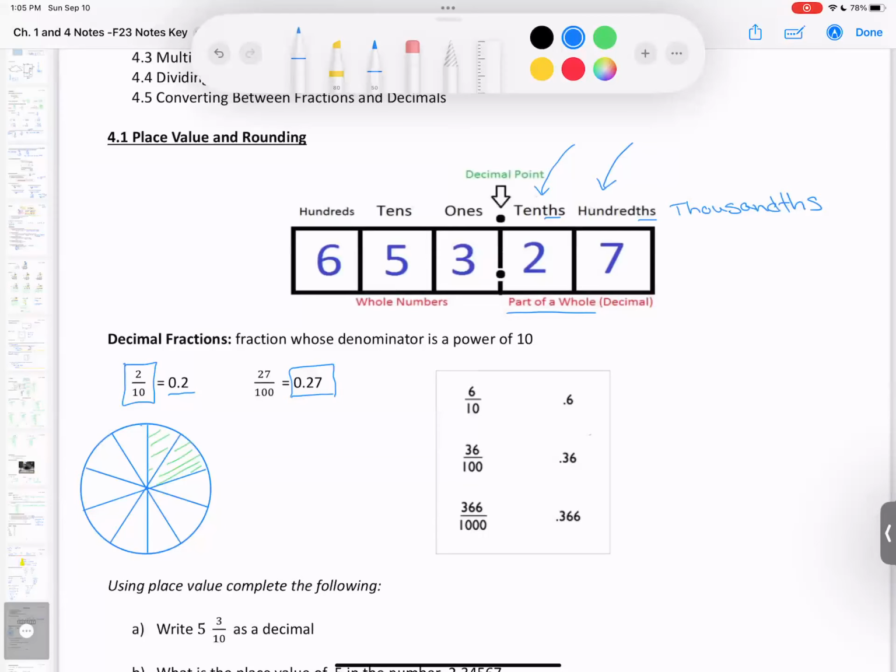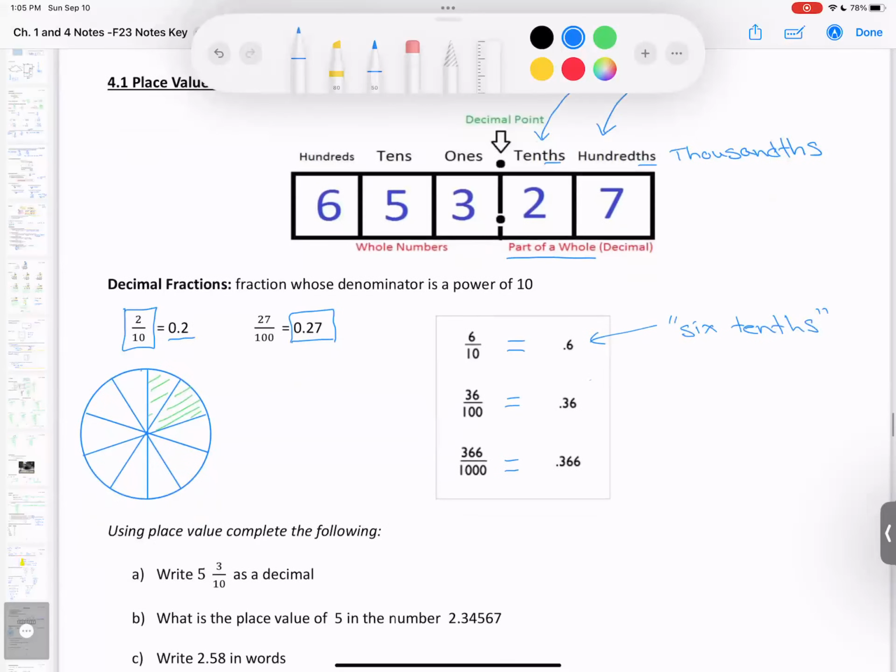If we have 6 over 10, that is equal to 0.6, and we would read this as 6 tenths. Okay, 36 over 100 is the same thing as 36 hundredths, 0.36. And 366 over 1000 would be the same as 0.366, or 366 thousandths.